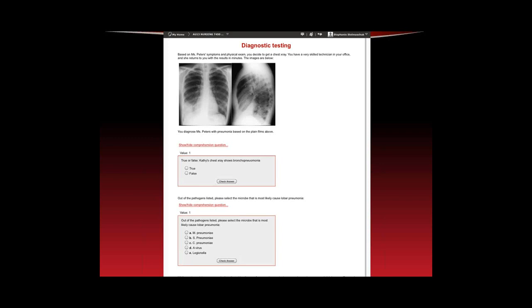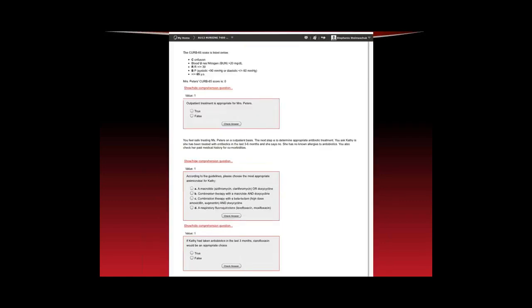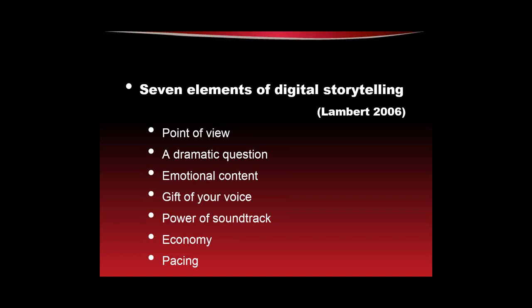Here we include a picture of Kathy's chest x-ray, and we wanted the students to decide, is this a lobar presentation or an interstitial presentation? By choosing that, they could pick out the causative organism, which was one of our learning objectives. You can progress through the rest of this case study on your own time and play with it, see how it works.